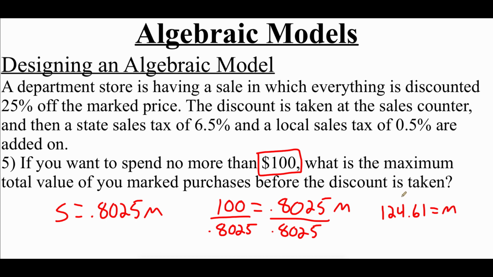So all of our items, as far as their marked price go, can add up to $124.61, but we're still going to be able to afford that for $100 or less. That's going to be it for this video.